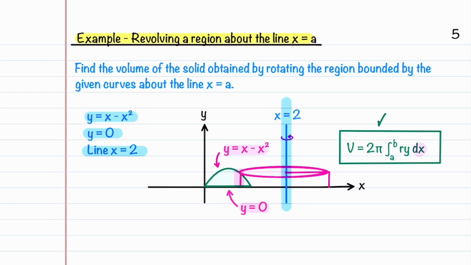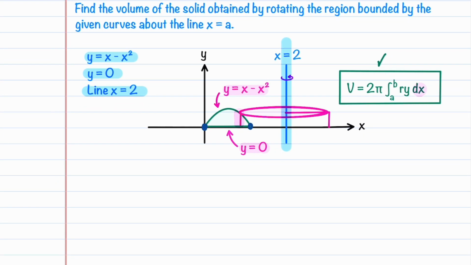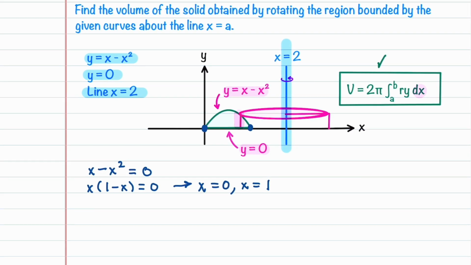The first thing that we want to do is find the x intersection points, and those are going to be this point right here and this point right here. We can find that by just setting our two curves equal to each other. We have y is equal to x minus x squared, and we're going to set that equal to y is equal to 0. We can factor out an x, and this leaves us x times 1 minus x is equal to 0. So we get that x is equal to 0 and x is equal to 1. We'll go up here and label this point 0 and this point 1.